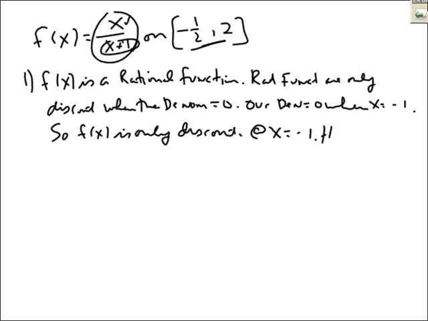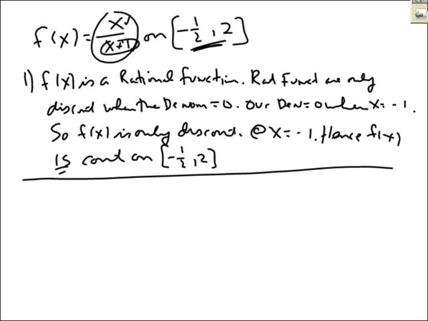Since negative 1 is not in that interval, hence f of x is continuous on the interval negative 1/2 to 2. You need to state all that. Number 2. Let's find out if it's differentiable.